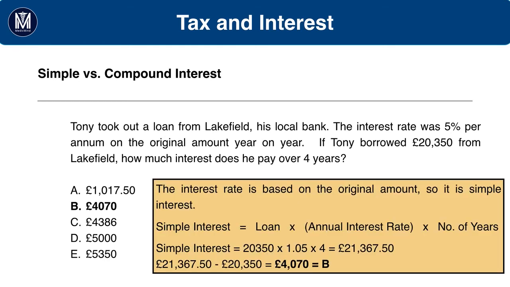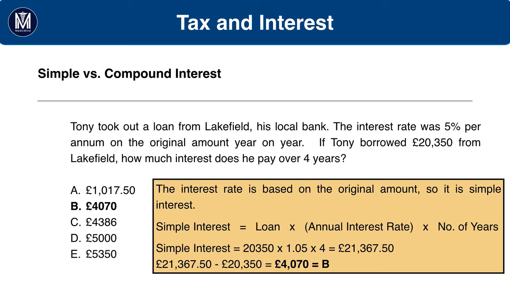For this question, the answer is B, 4,070. So first of all, you want to identify that the question is based on simple interest. It says the interest rate was 5% per annum on the original amount. So the keywords original amount tell us that it's simple interest. In questions, they won't tend to spell out the fact that it's simple interest explicitly. Instead, you'll have to look at phrases such as original amount and infer that it's simple interest.